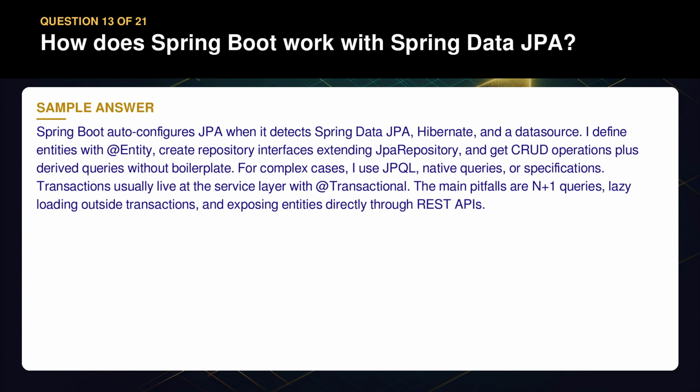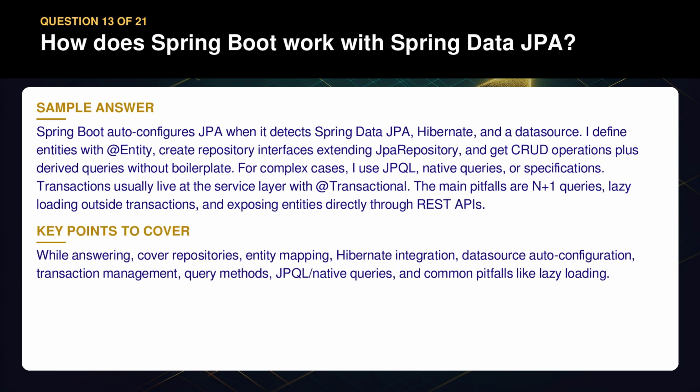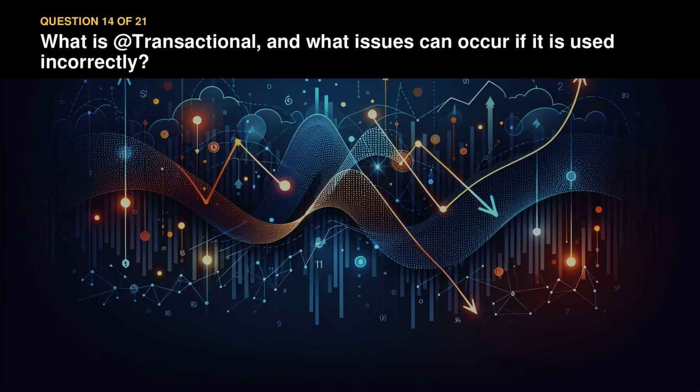Transactions usually live at the service layer with @Transactional. The main pitfalls are N+1 queries, lazy loading outside transactions, and exposing entities directly through REST APIs. While answering, cover repositories, entity mapping, Hibernate integration, data source auto-configuration, transaction management, query methods, JPQL, native queries, and common pitfalls like lazy loading.